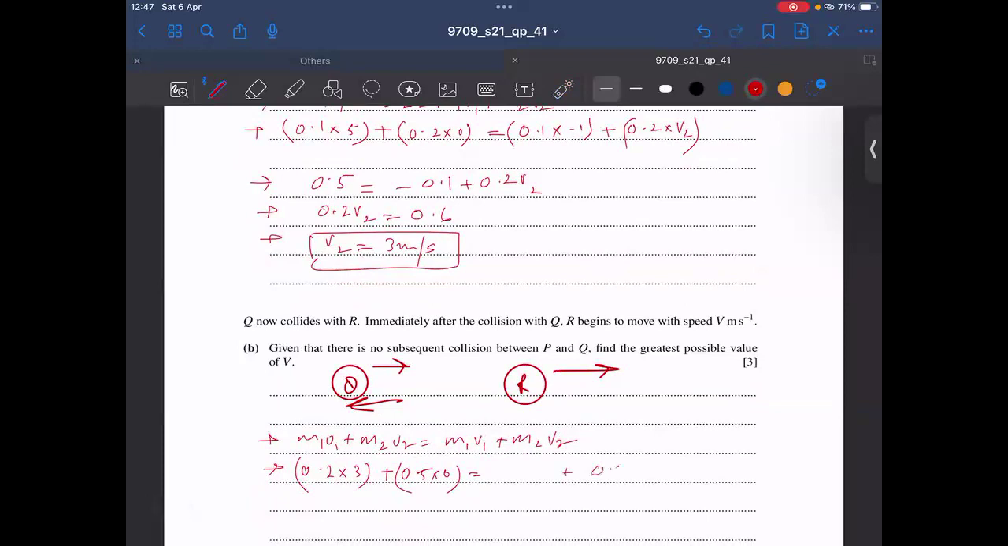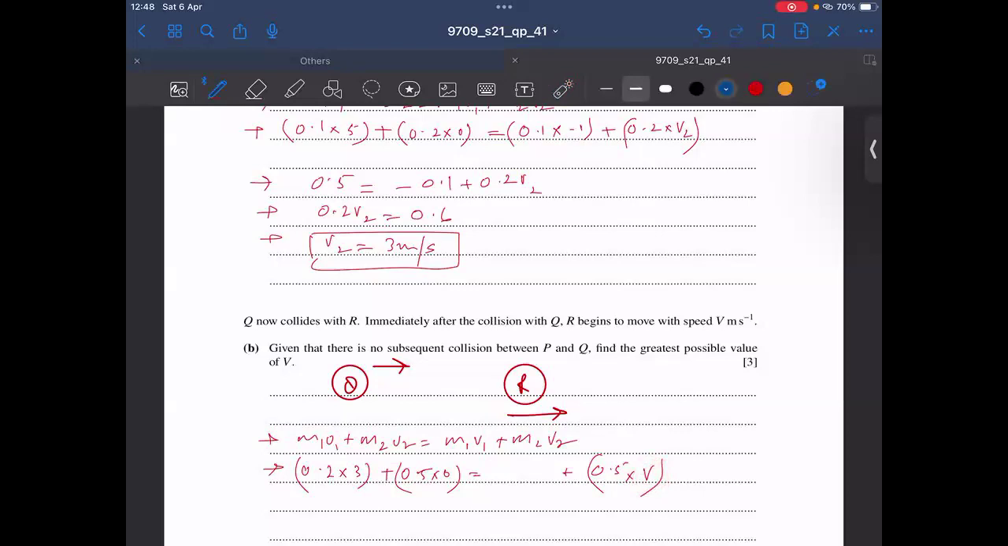Okay, for R I have 0.5 times V. Now, to have the greatest value of V, Q must become stationary after colliding with R. After colliding with R, Q must become stationary, because if Q is going to be moving, the speed V is going to get decreased.